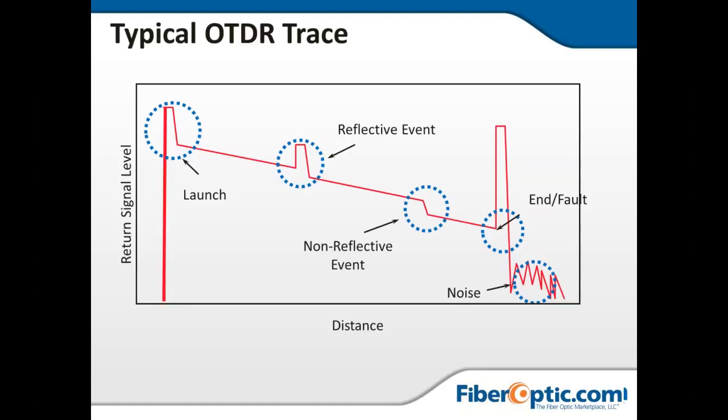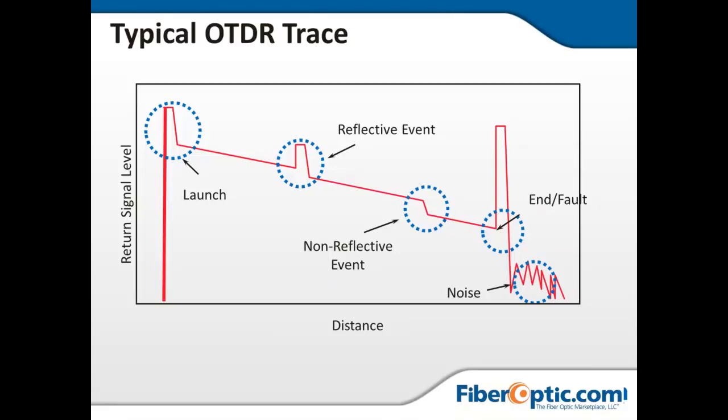Completely agree with the reflective event call here. So the reflective event could be a couple things. It could be a connector, but we don't call it a connector because we can't necessarily be 100% certain it's a connector. Potentially it's a mechanical splice. Maybe it's a little crack in the fiber or something like that. Most of the time I would say it's probably a connector, but we like to refer to them as reflective events until we're sure and want to completely confirm that that is a connector in that particular location.